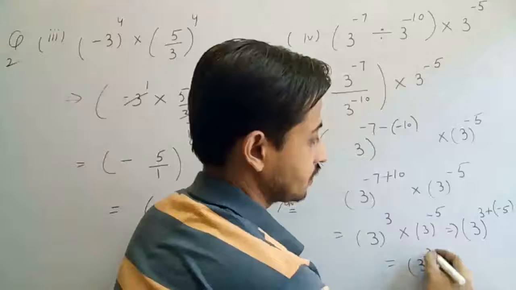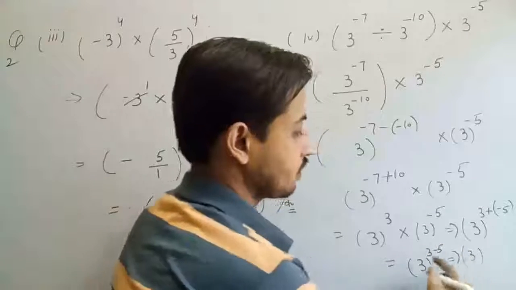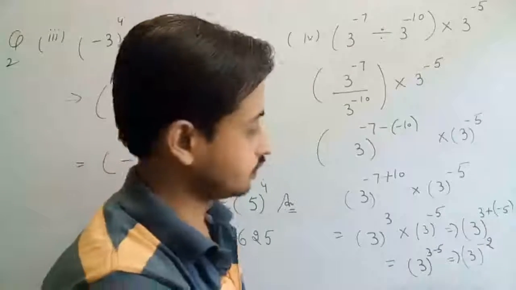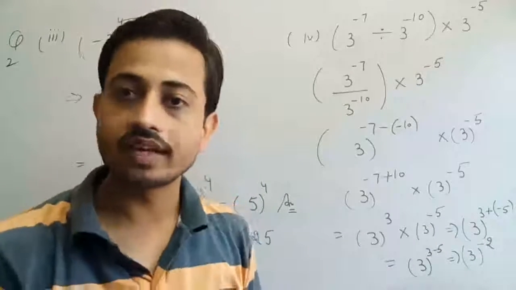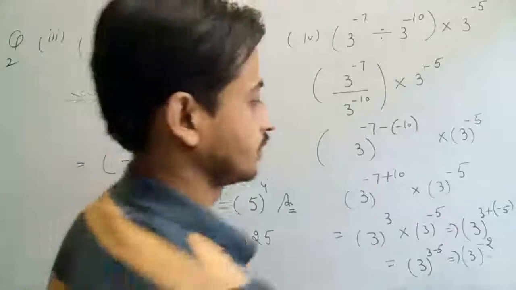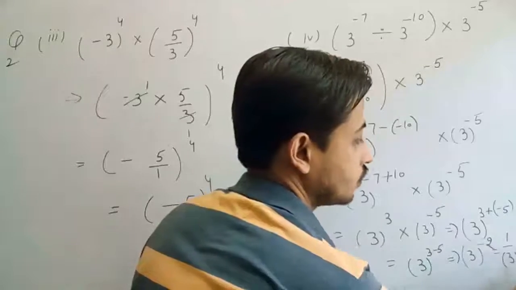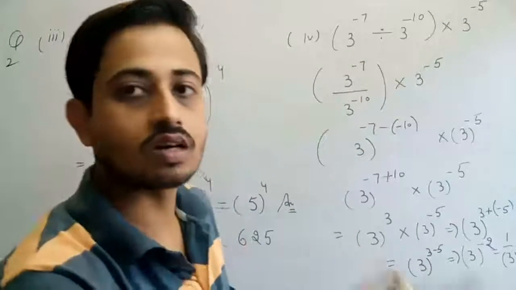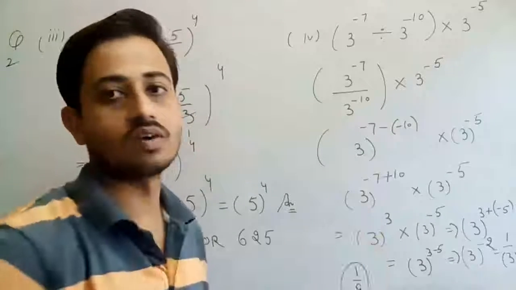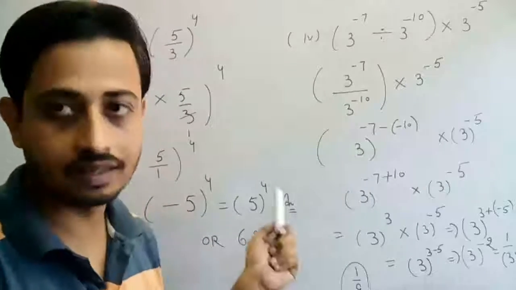So what's the answer? 3 raised to the power 3 minus 5, which is equal to 3 raised to the power 3 minus 5 is what? Minus 2. So make it positive. How we can make positive? Make it in denominator form. So we get 1 upon 3 raised to the power 2, and final answer is what? 1 upon 9. So 1 upon 9 is our final answer. So please make a note.